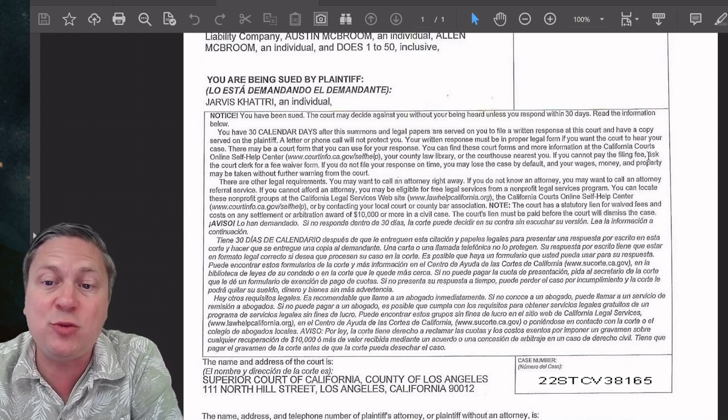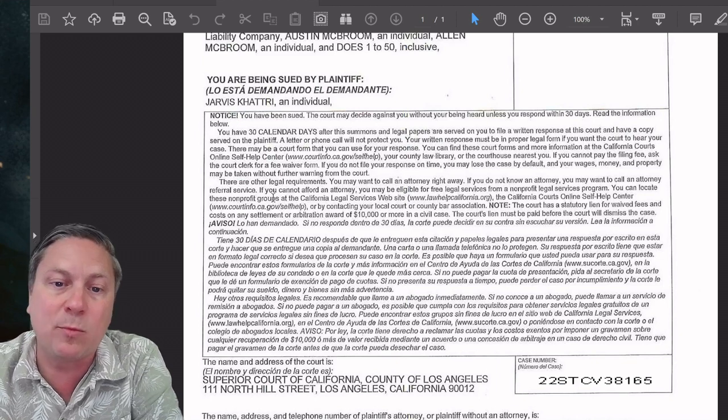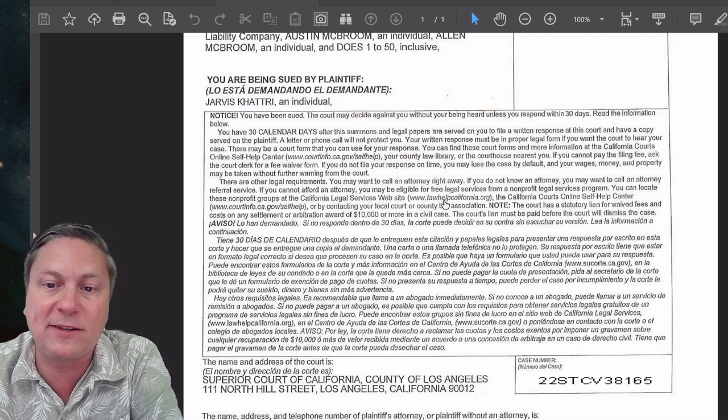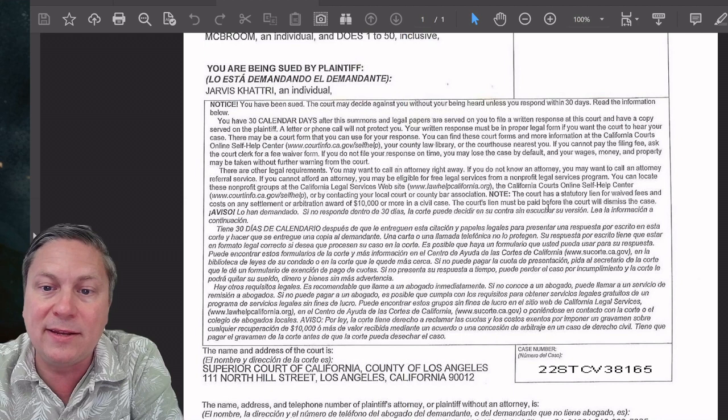If you do not know an attorney, you may want to call an attorney referral service. If you cannot afford an attorney, you may be eligible for free legal services from a nonprofit legal services program. Then it gives them contact information for these nonprofits that might help them. And then it says, note the court has a statutory lien for waived fees and costs on any settlement or arbitration award of $10,000 or more in a civil case. The court's lien must be paid before the court will dismiss the case.